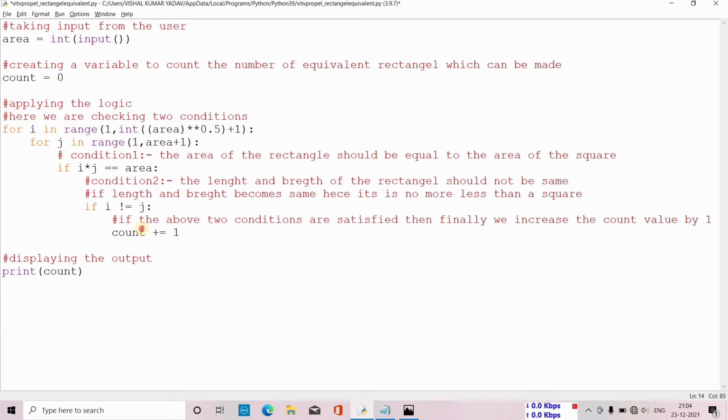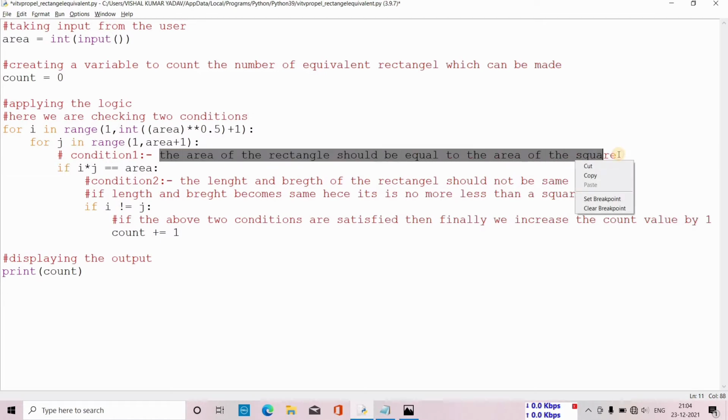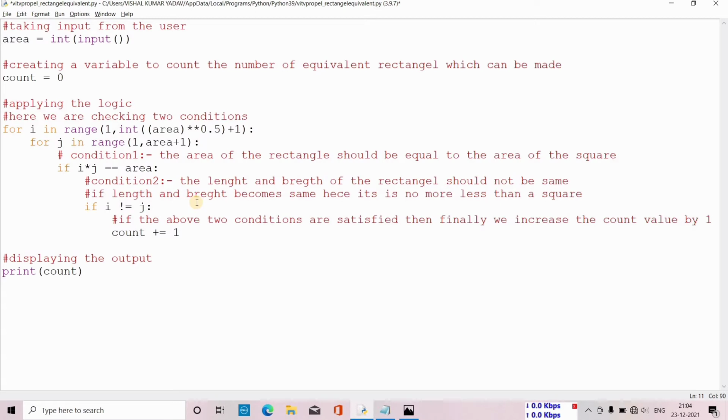Now this is the logic part. Here I'm checking two conditions. The first condition is that the area of the rectangle should be equal to the area of the square, as was mentioned in the question also. The second condition is that the length and the breadth of the rectangle should not be the same. If the length and breadth become the same, it is no more a rectangle but a square. So we have to be particular that the length and breadth of the rectangle should not be the same. If they are, then ultimately it's a square only, so we can't consider that.